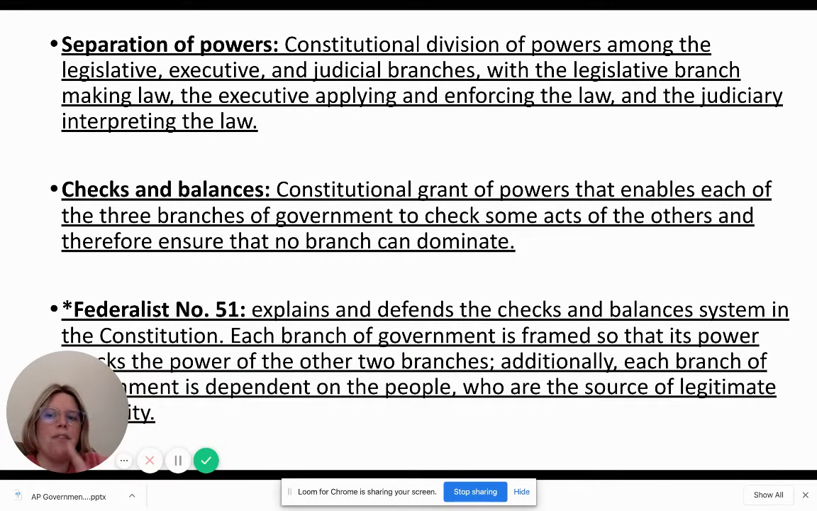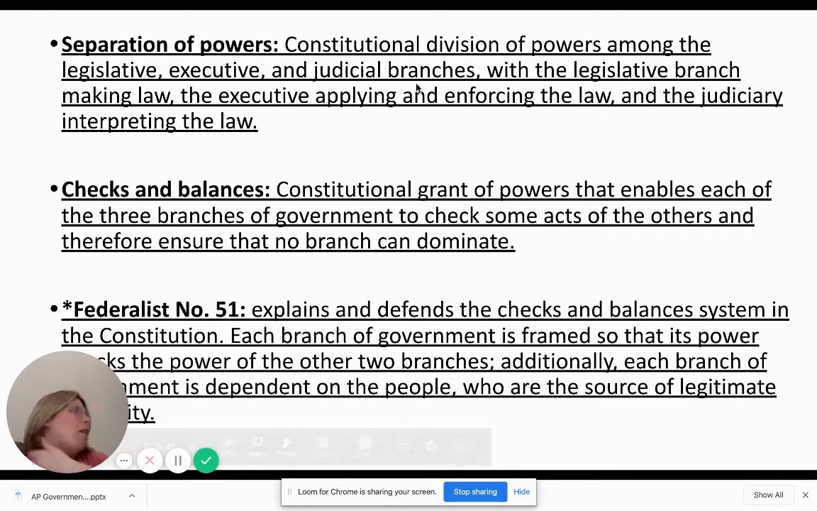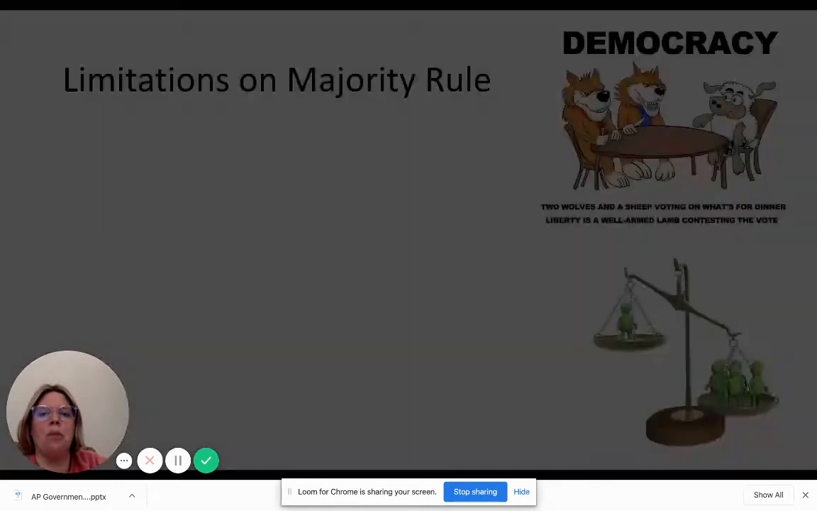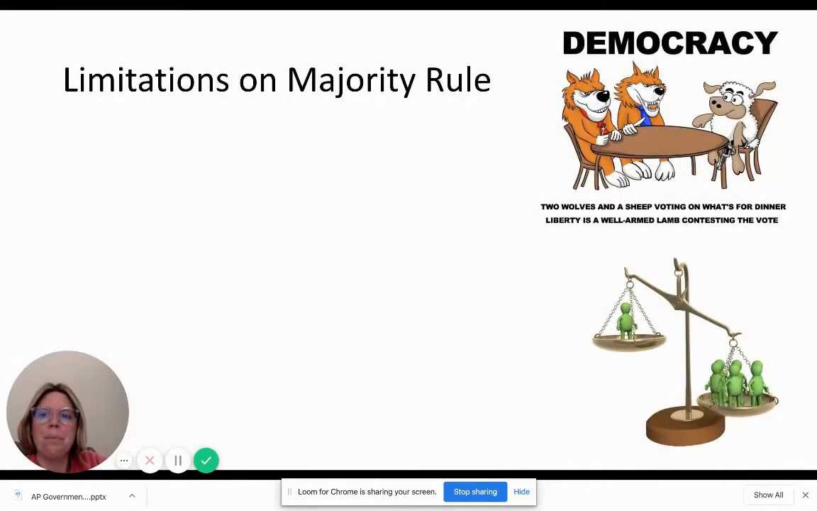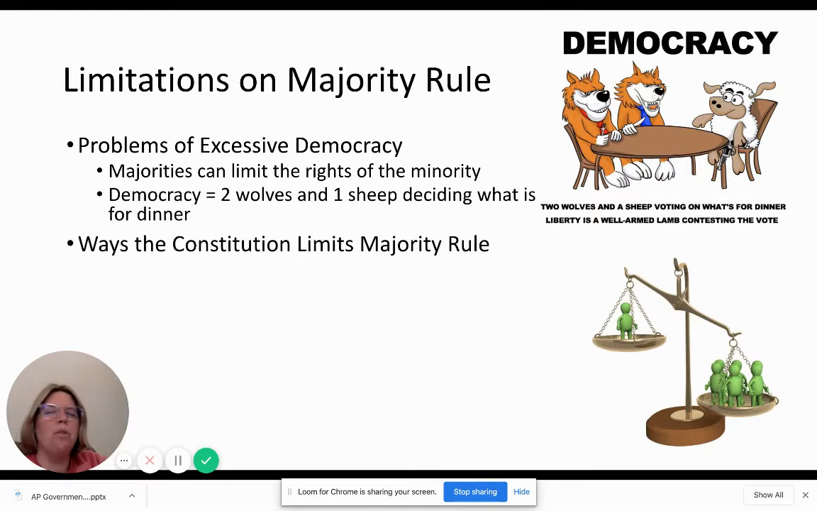And remember, Fed 51 basically just explains these two things. It explains separation of powers, why they separated it, and then also explains the checks and balances and how they're going to be a good, effective system. Okay, limitations on majority rule. Basically, the problems of excessive democracy. This is what Madison talked about in Fed 10. Two wolves and a sheep voting on what's for dinner. It's not good to give the majority total power because they could take away rights from the minority, basically.